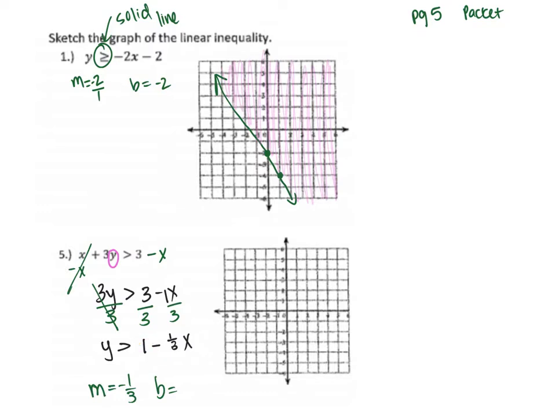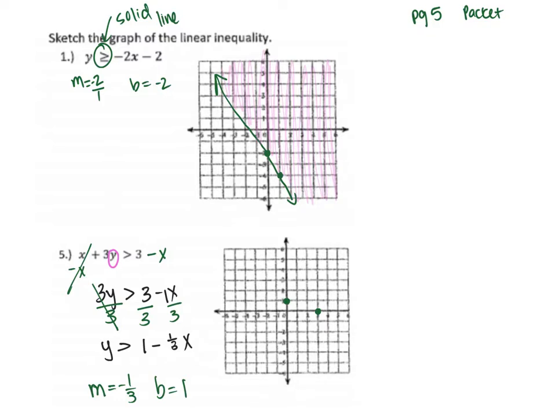So I'm going to grab that. And so if I go to my y-axis here, I'm going to plot at 1 right there on the y-axis. And then I have my slope, which says negative 1 over 3. So that means that I have to go down 1, down 1 over 3. So right there.